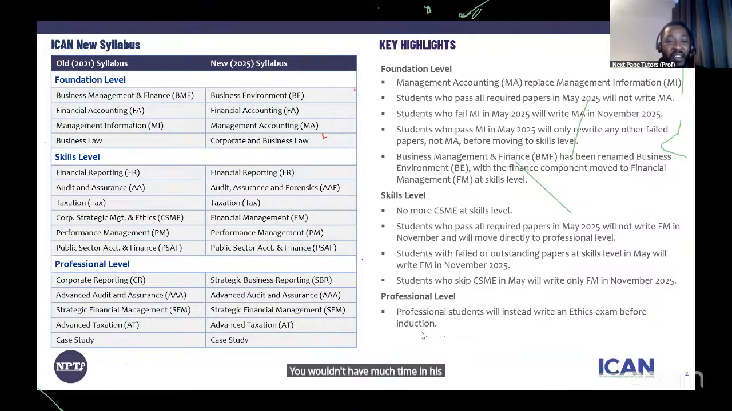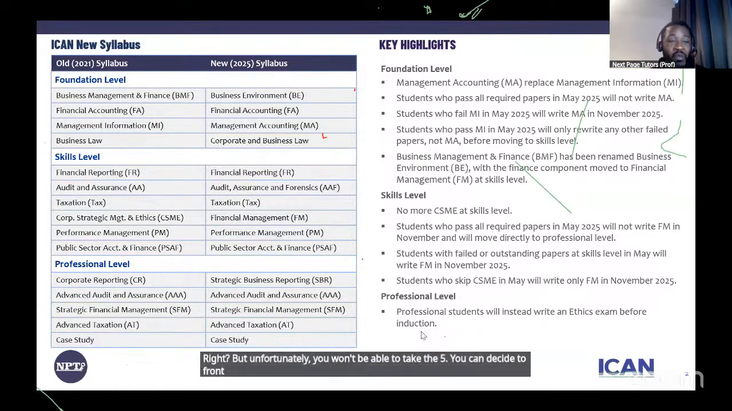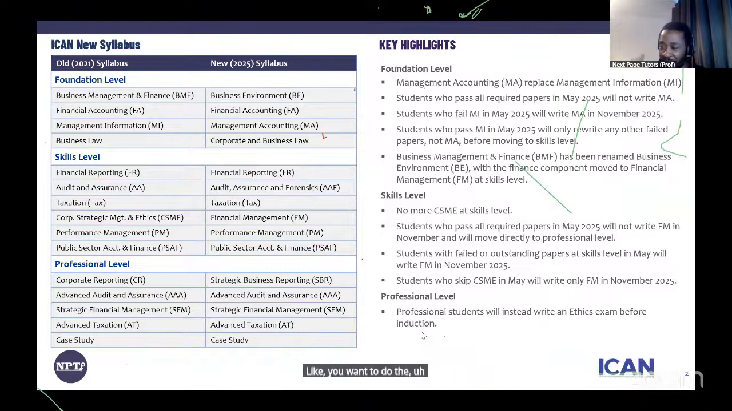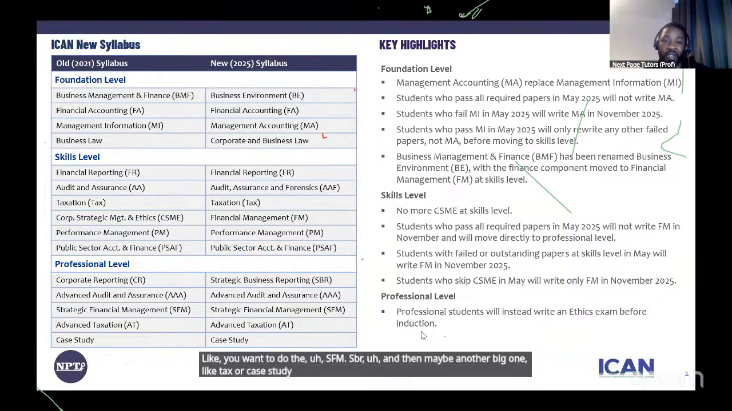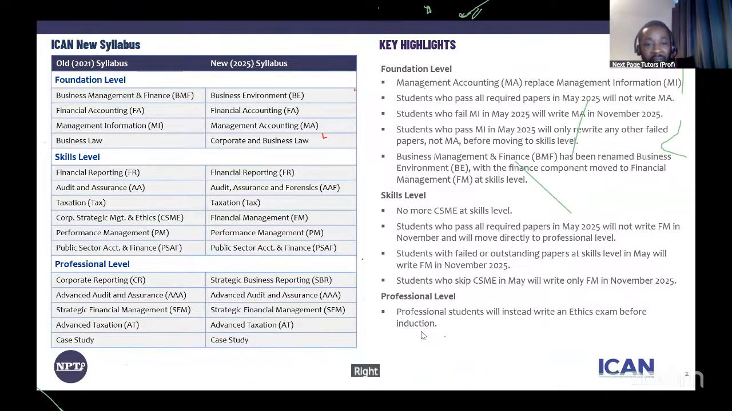Now is the time you have the time, right? But unfortunately, you won't be able to take the 5. You can decide to front load the big ones, like you want to do the SFM, SBR, and then maybe another big one like tax or case study. You can do that as well, right? So just look at those combinations, and you can reach out if you have further query and we should be fine.